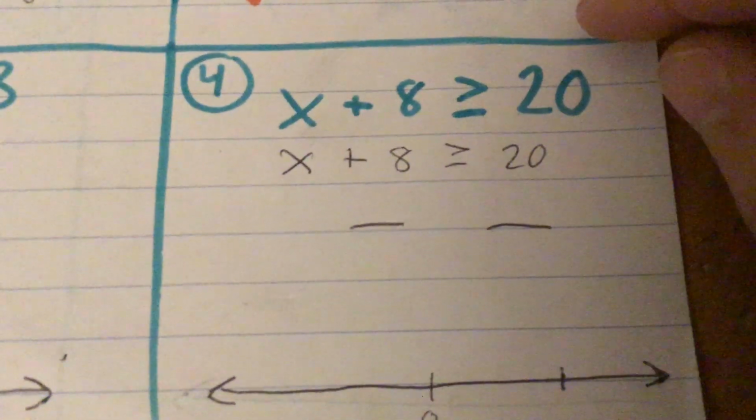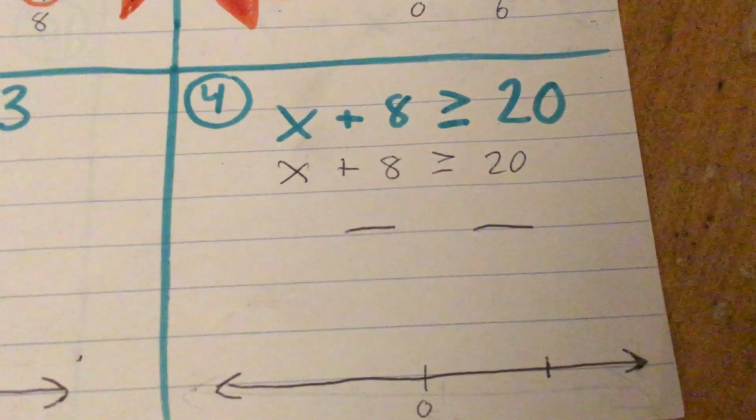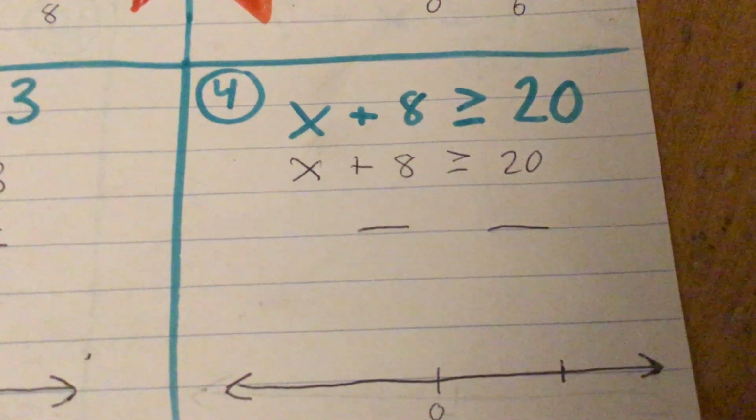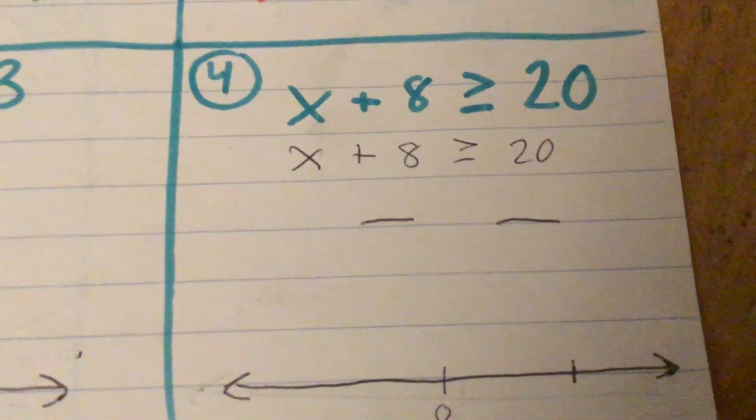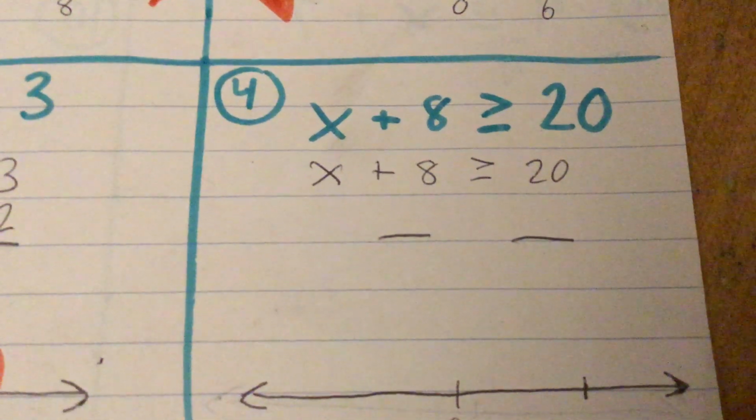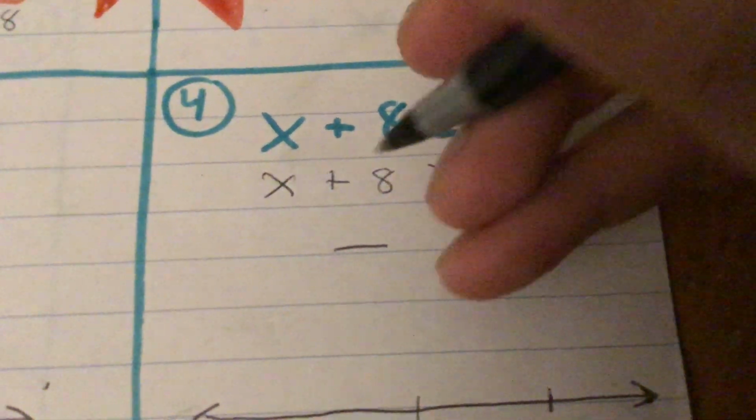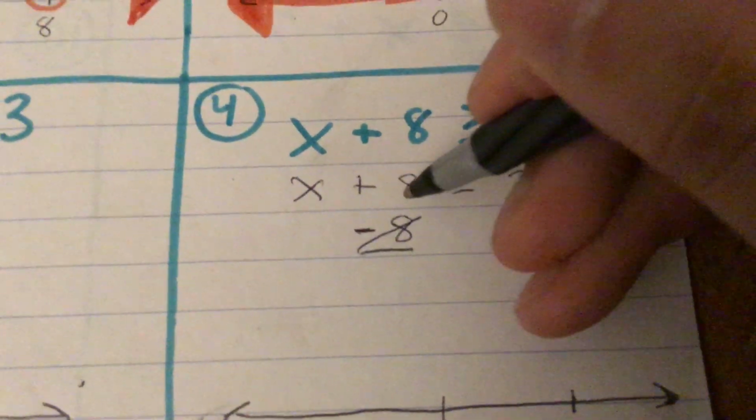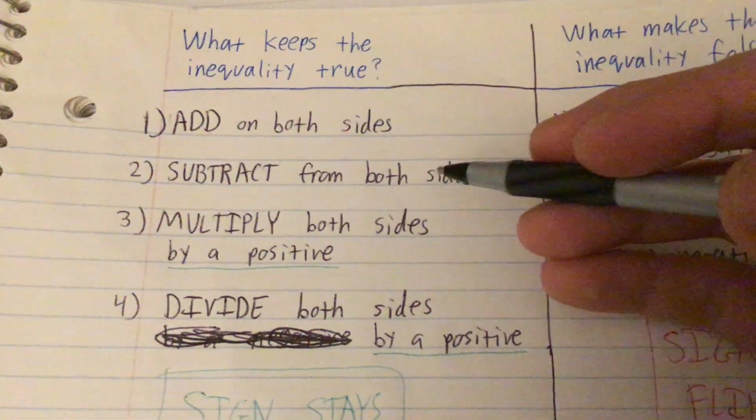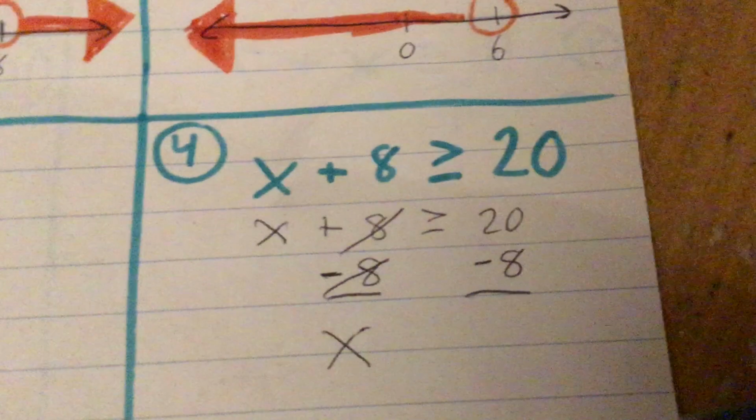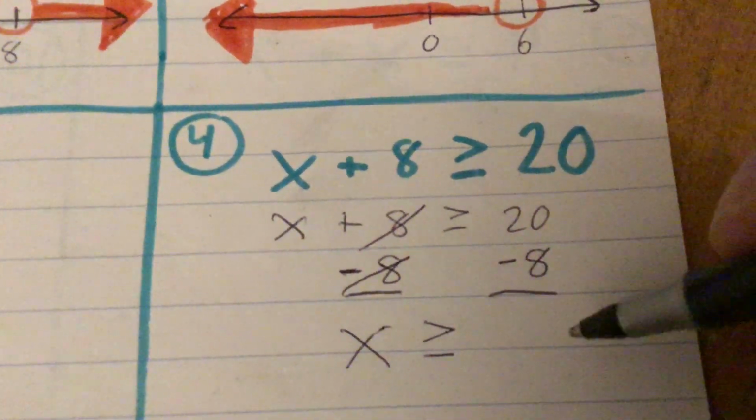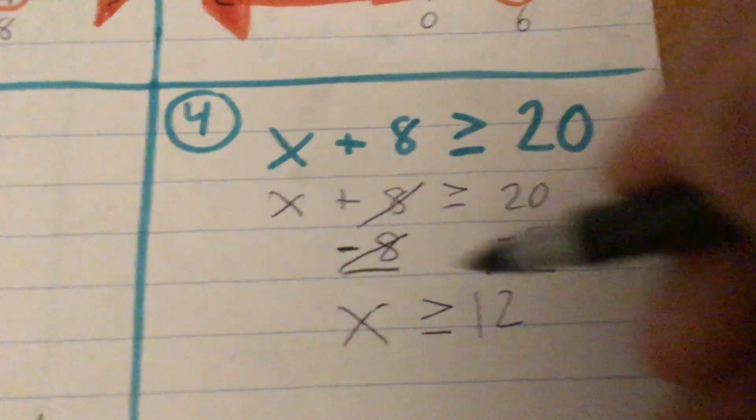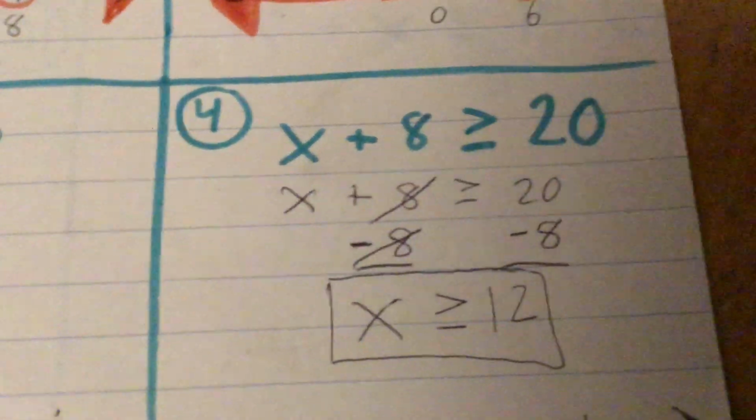Okay. x plus 8 is greater than or equal to 20. Okay, well, let's solve this problem. So if x plus 8 was equal to 20, I would need to solve for x by subtracting on both sides. Let's subtract 8 from both sides. Okay, so then x, because we subtracted from both sides of the inequality, that means that the sign stays the same. So that means x is still greater than or equal to 20 minus 8, which is positive 12. So that is our solution set.